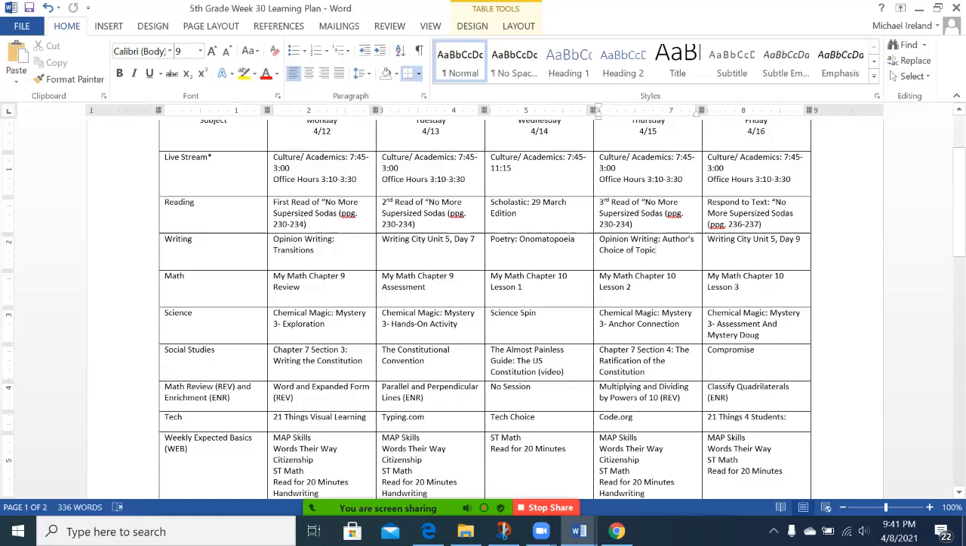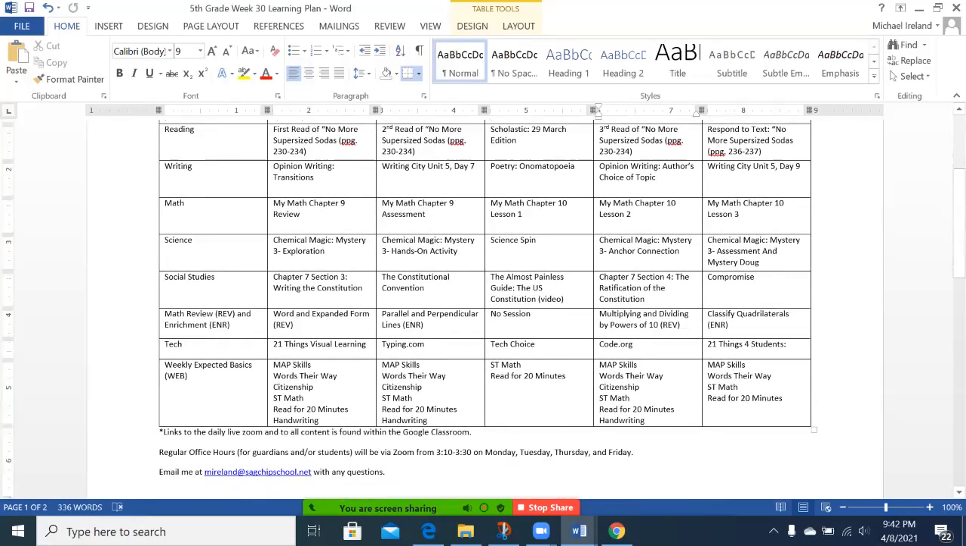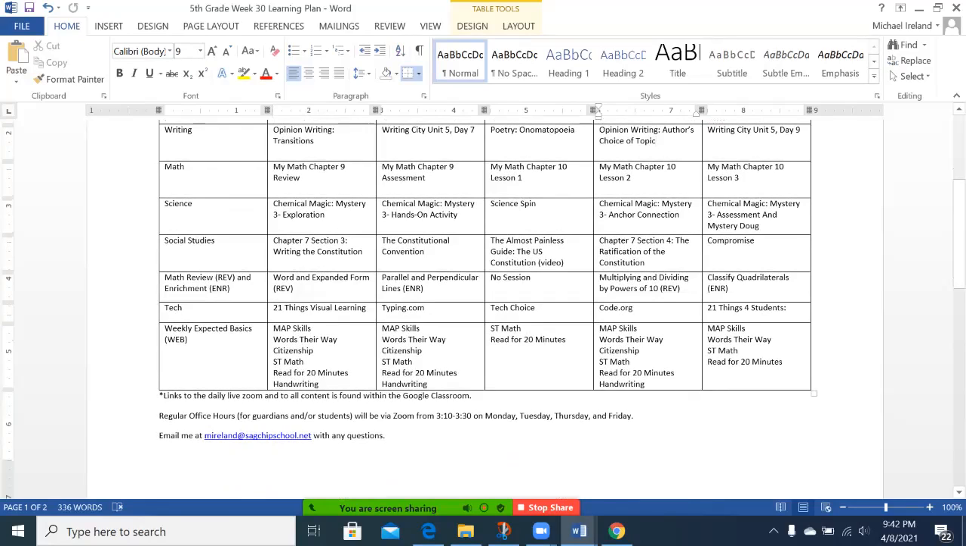In math, we will have a quiz or assessment on Tuesday. We will review for that on Monday, and then we'll move into chapter 10, which will be multiplying and dividing fractions. In science, Mystery 3 is our next section, with an issue of Science Spin in the middle. In social studies, we're continuing our study of the lead up to the Constitution. We've moved through the Articles of Confederation, and now we'll be moving into the Constitutional Convention.